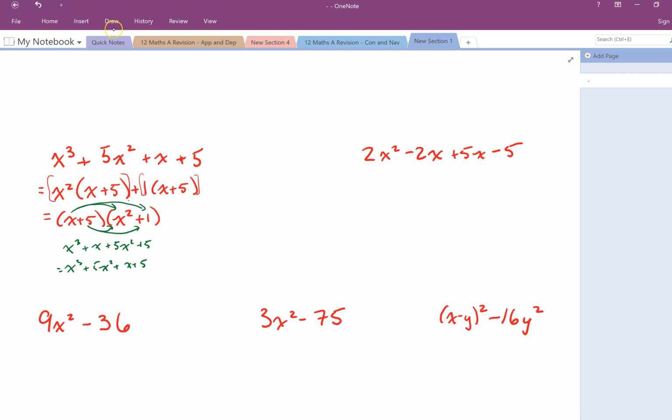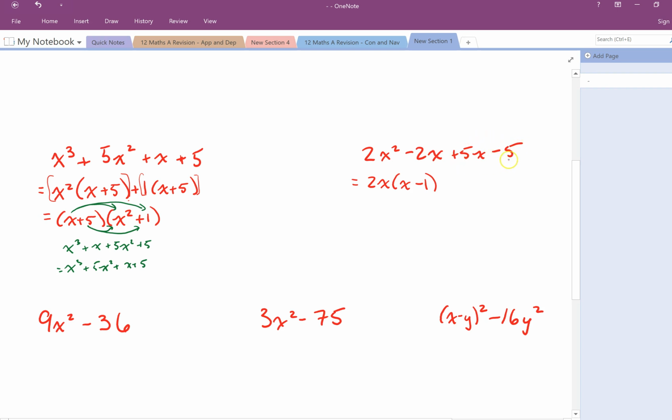Let's look at the second one. Again, there's no common factors for every single term. So we group. We look at the first two. Is there anything that goes in the first two? Yeah, 2x. 2x times x gives me 2x squared. 2x times negative 1 gives me negative 2x.